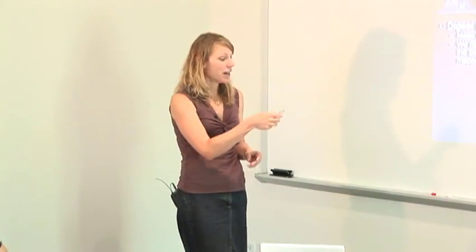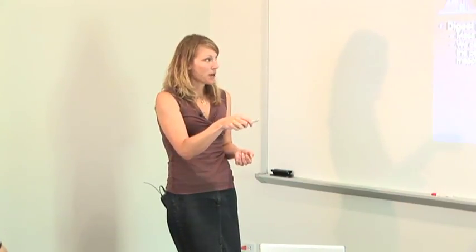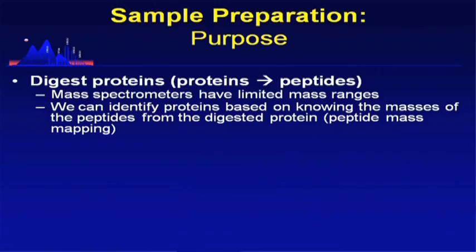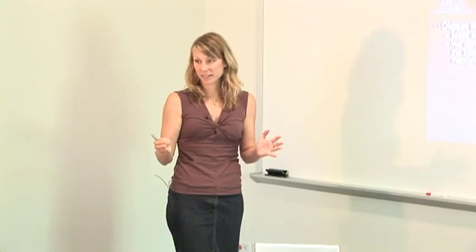So why is it necessary for us to do this? There are a few reasons. The first is that most mass spectrometers have limited mass ranges. This is a very general statement because all mass spectrometers are different, but most of the mass spectrometers that are widely available for us to use have a limited mass range in which they can measure masses accurately. So that's part of it.